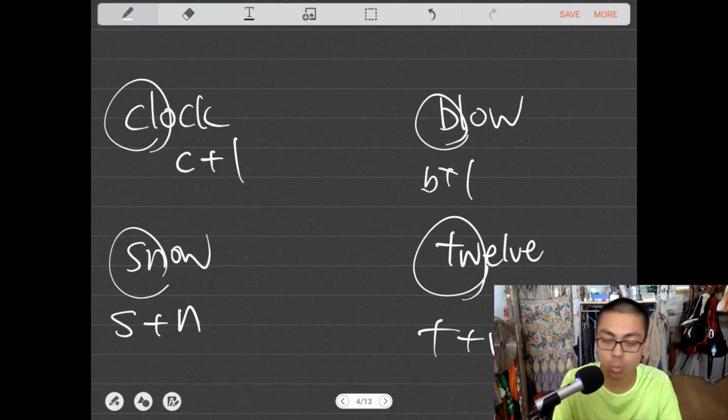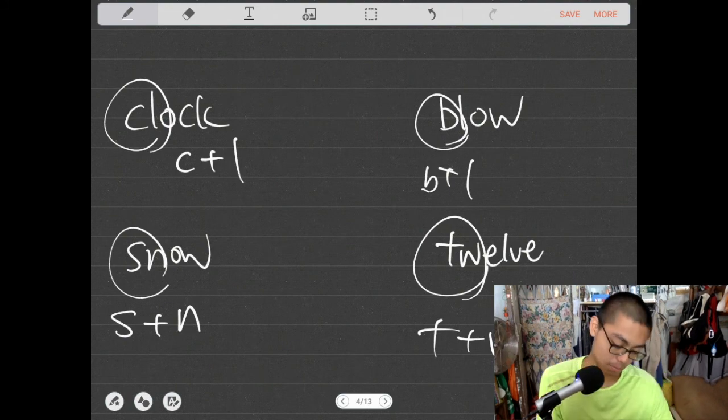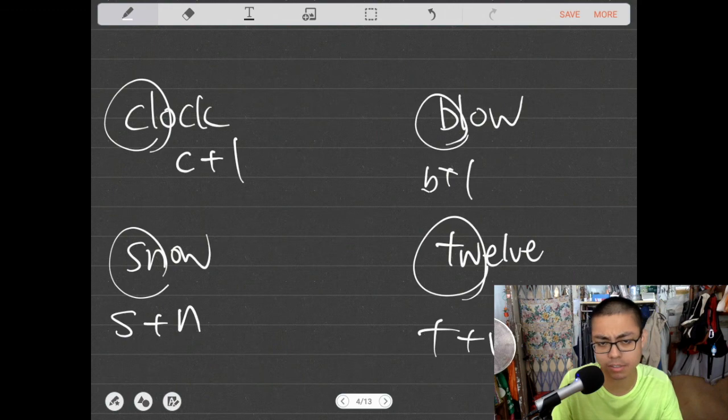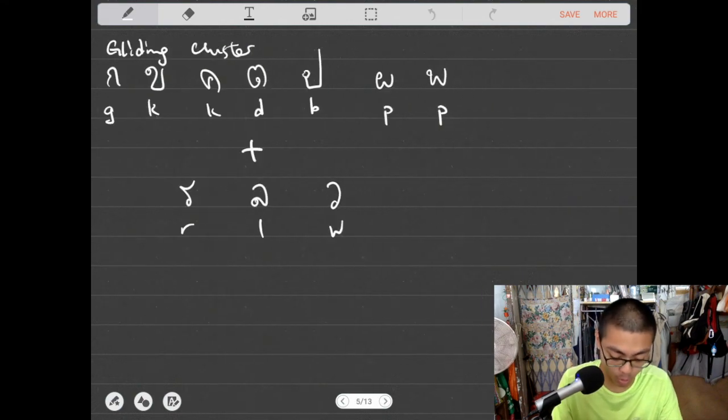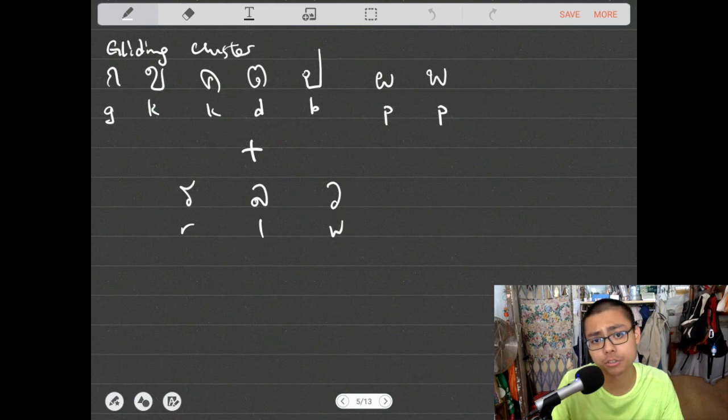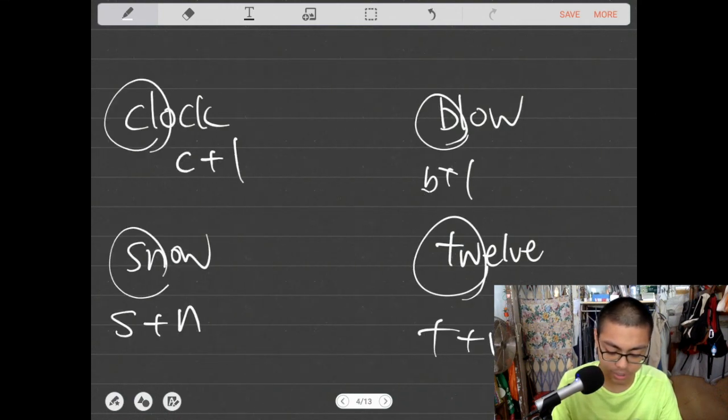So in Thai, we have the same thing, Thai consonant cluster, but we further divide them into categories because we have many types. So I will show you one by one. The first one is gliding cluster. Gliding cluster is the one that is the easiest to understand because in English we have the same thing.